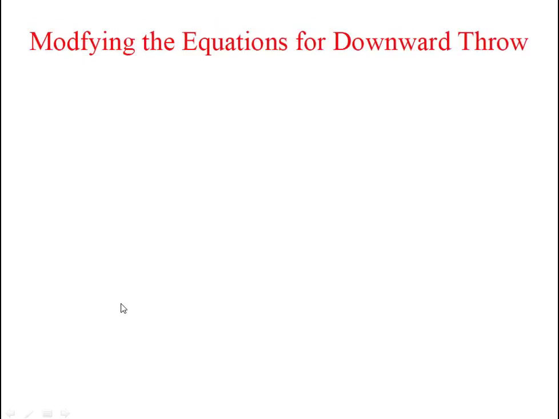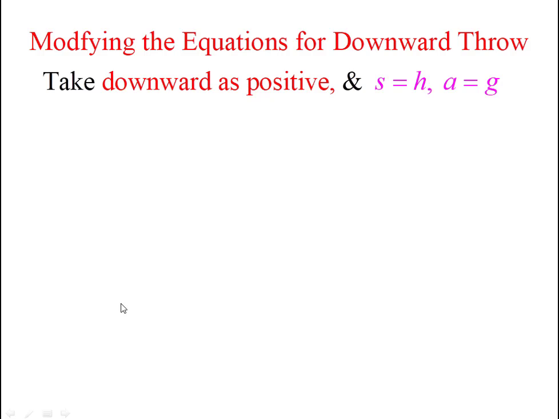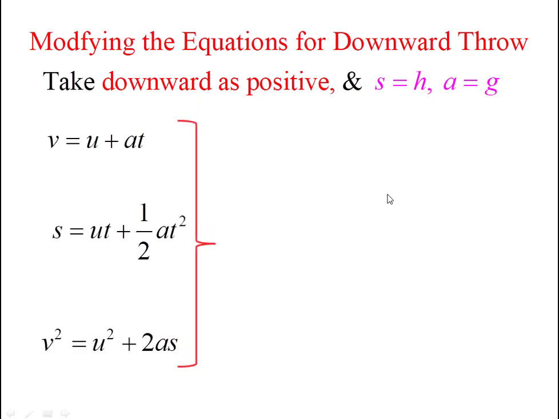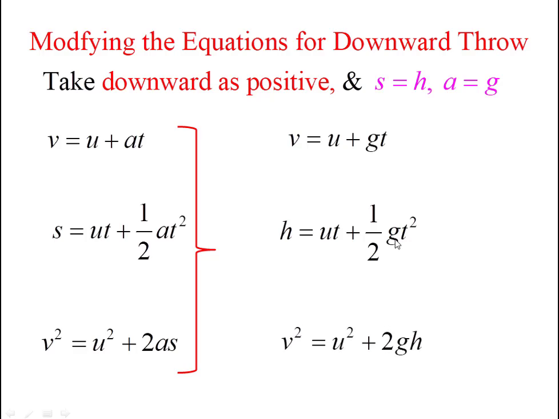Now let us modify the equations for something which is thrown downward. Take the downward as positive and once again replace s by h and a by g. So these are our kinematic equations, and it goes on like this. The final velocity becomes v = u + gt. And from the second kinematic equation, h = ut + ½gt². Remember that in this case, it's not a free fall, but rather it is thrown downward, meaning the initial velocity is not 0. The third case becomes v² = u² + 2gh.